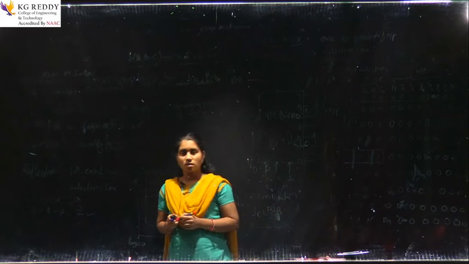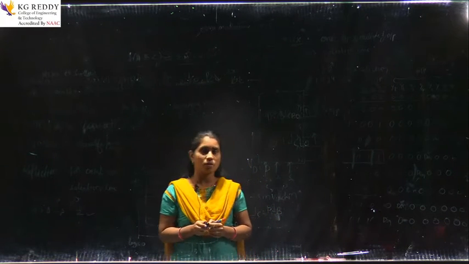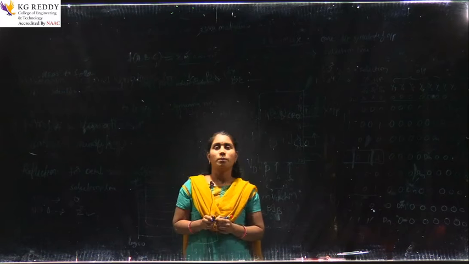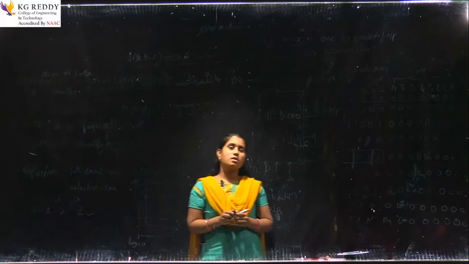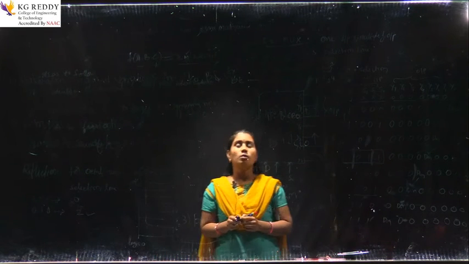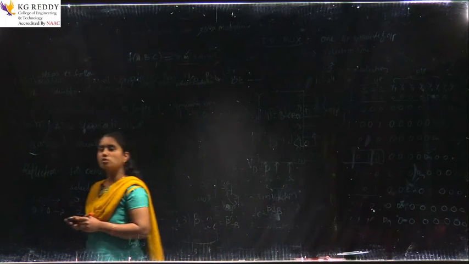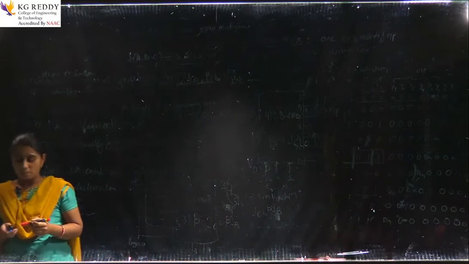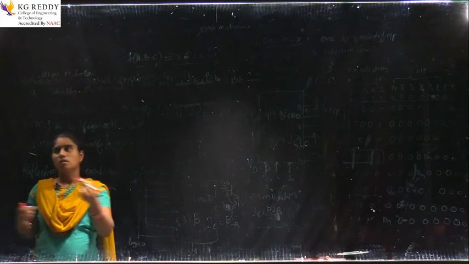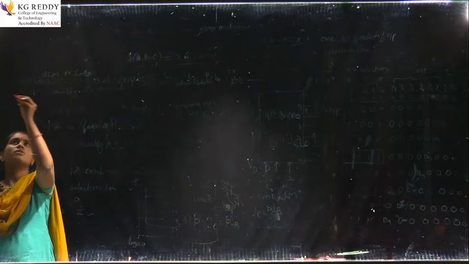Now, in the last class we discussed stabilization against variations in ICO, beta and VBE. Now, let us continue the topic. As I said, the operating point could be made stable by using two techniques, which are nothing but stabilization techniques and compensation techniques.